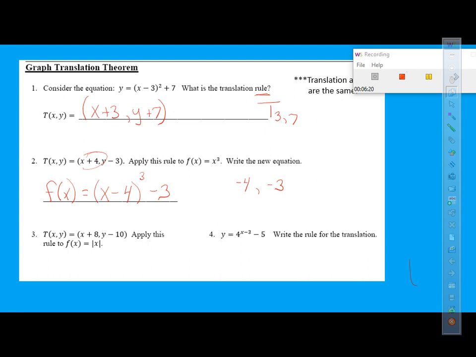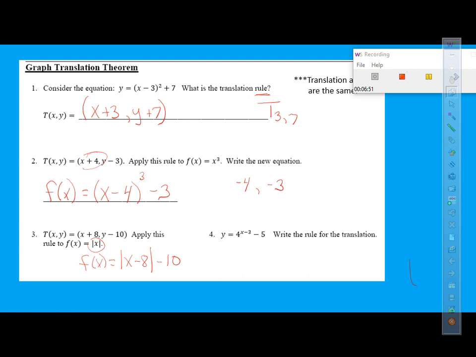Here's my number 3. They're giving us the translation rule. They would like for us to add 8 to every x coordinate, subtract 10 from every y coordinate, and apply it to this parent function. Well, it's going to look like this. f(x) is going to be, to add 8 to every x coordinate, there must have been a minus 8 within the absolute value. And then to move everything down 10, it would look like that.